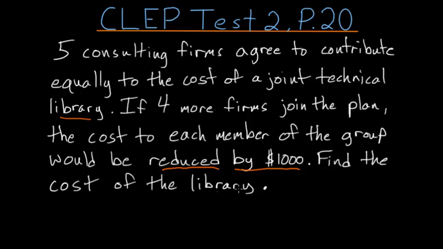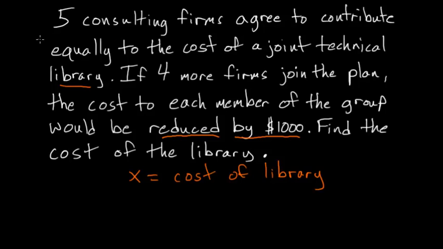So since we need to find the cost of the library, we should make a variable x for just that, the cost of the library. And we're comparing 2 separate situations. The original case with 5 consulting firms, and then the second one where there's 4 more added to it, or 9 total consulting firms. So let's look at the cost per firm in each of these 2 situations.